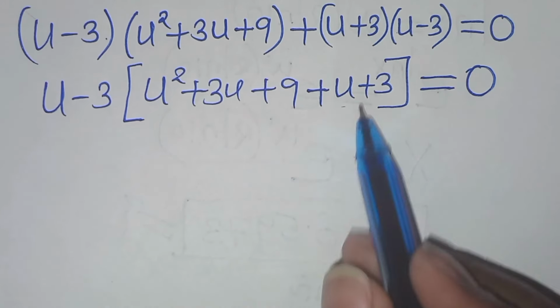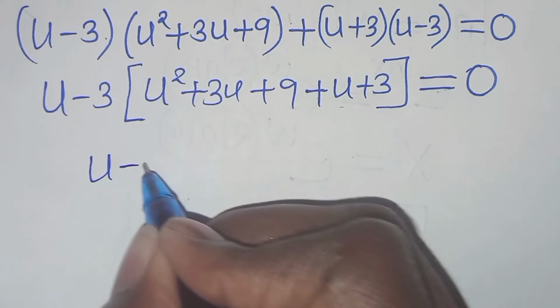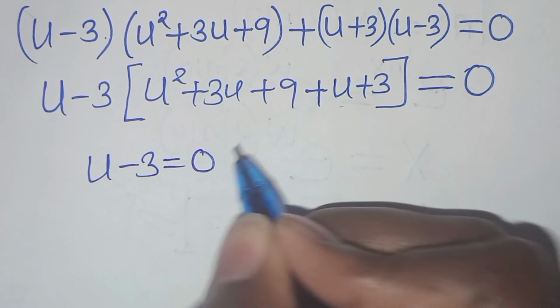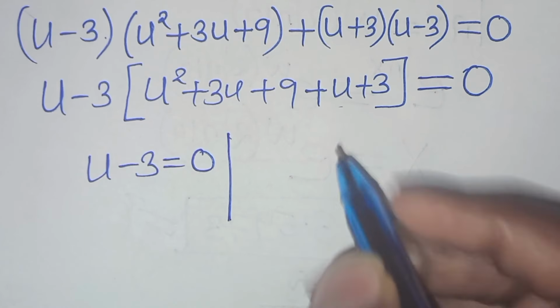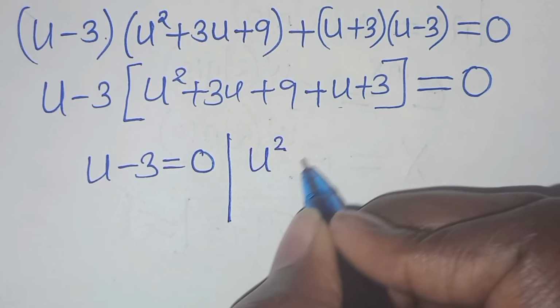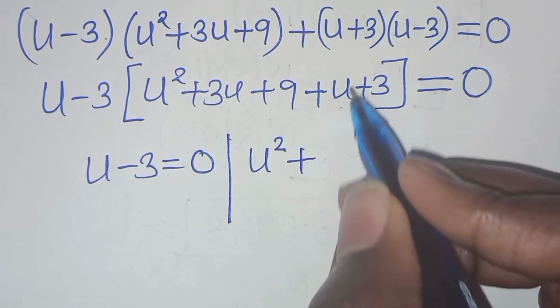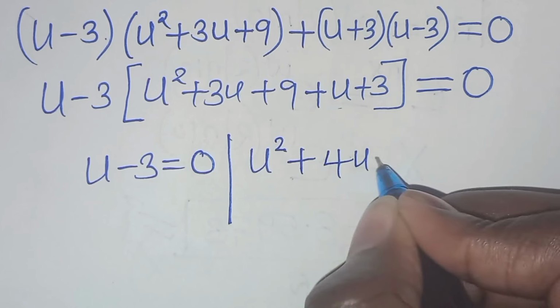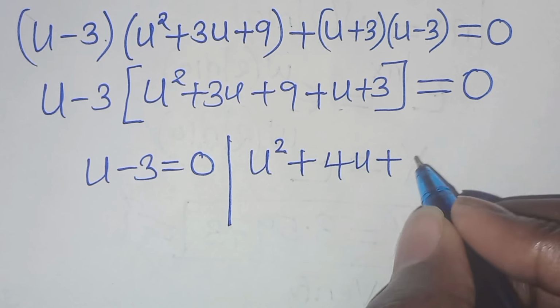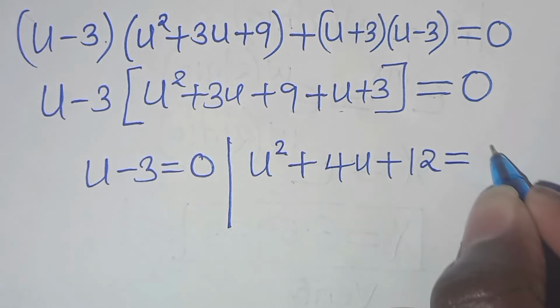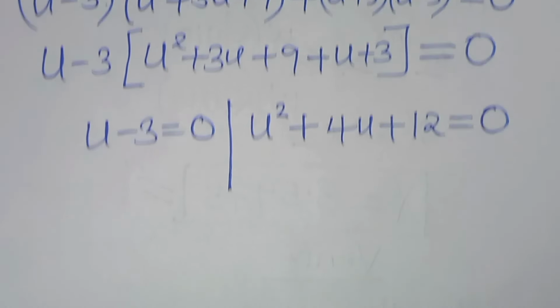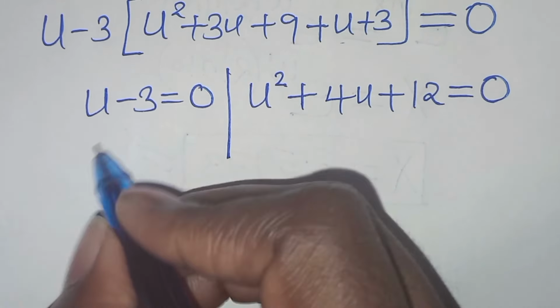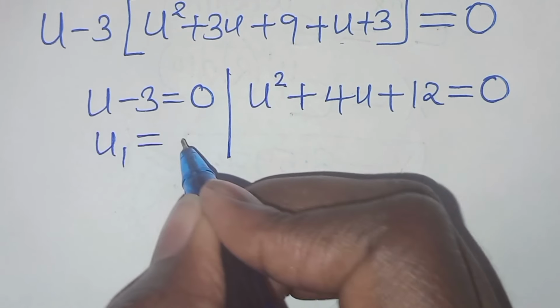So we have two parts here. The first part is u minus 3, which is equal to 0. The second part here is u squared, then plus 3u plus u, this is 4u, then plus 9 plus 3, this is 12, which is equal to 0. So from the first part, we have that u1 is equal to 3.